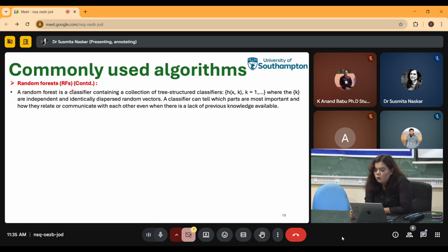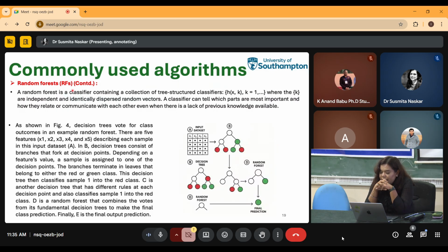Now if you look into how they work behind the scenes, random forest models essentially collect tree-structured classifiers, and each tree in the forest is trained on a random sample of the data. And how it actually works, let's look into this example here.